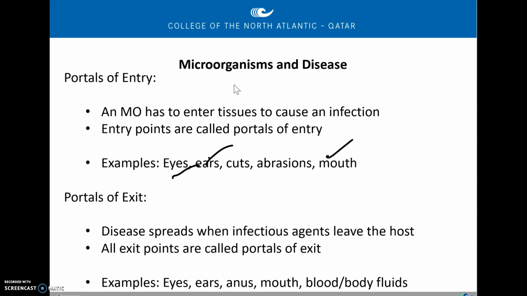Now, pathogens have to get in the body to cause infection, and in order to be transmitted, they need to get out. So a portal of entry is how they get in, a portal of exit is how they get out. Again, pathogens can exit the body through various different ways, but examples are the ears, the eyes, the anus, the mouth, through blood, bodily fluids, semen, vaginal secretions, saliva even. These are all ways that a pathogen can get out of the body. So portals of entry, how they get in, and portals of exit, how they would escape or get out.